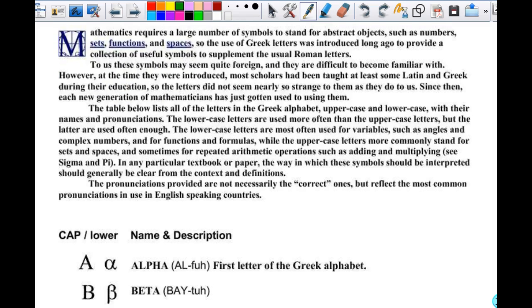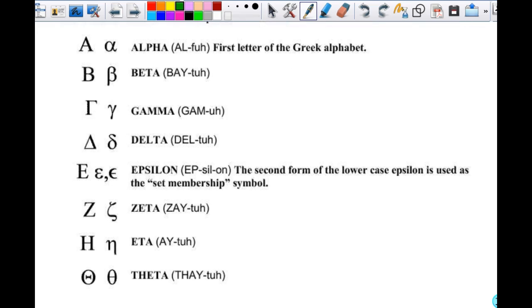So you can read this. I'm not going to read this to you, but it's a little bit about the Greek alphabet. You can read it. There are some different pronunciations for some of these, and sometimes it just depends on whether it's like the old school way to say it or what country you're in. But for the most part, most of them are said this way. I have the little pronunciations there for you.